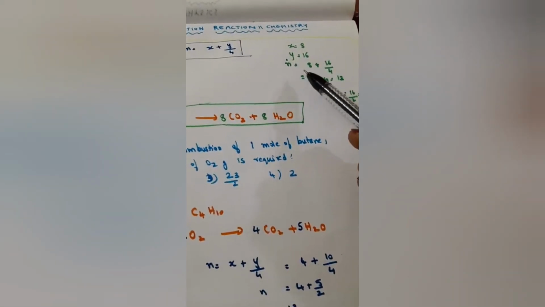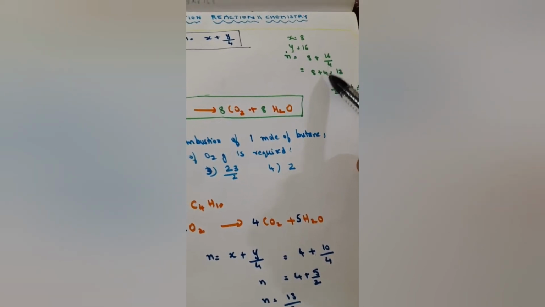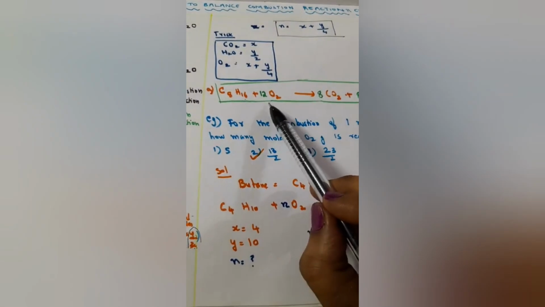So x is 8, y is 16. n is equal to 8 plus 16 by 4. 16 by 4 is 4. So 8 plus 4 is equal to 12. So that is how you get 12 here.